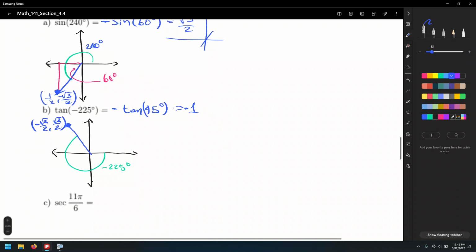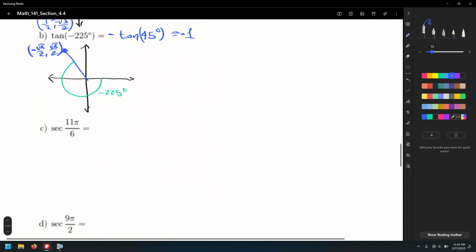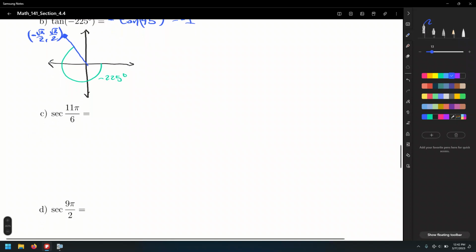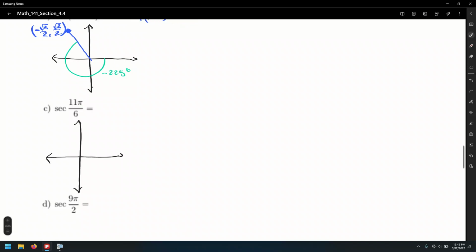Oh, the next one, letter C. Secant of 11 pi over 6. So for 11 pi over 6, oh, there's 4 of them. I thought there were only 3. All right. Cartesian plane again. Okay, so 11 pi over 6 is almost 2 pi, because 2 pi in terms of pi over 6 would be 12 pi over 6, right? So that should be in quadrant number 4.